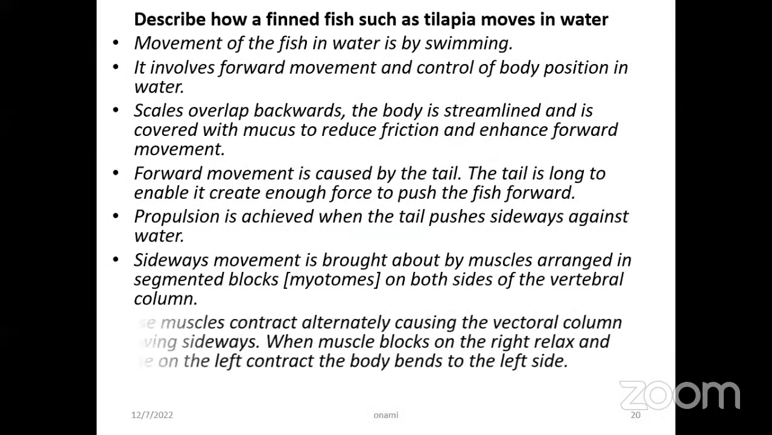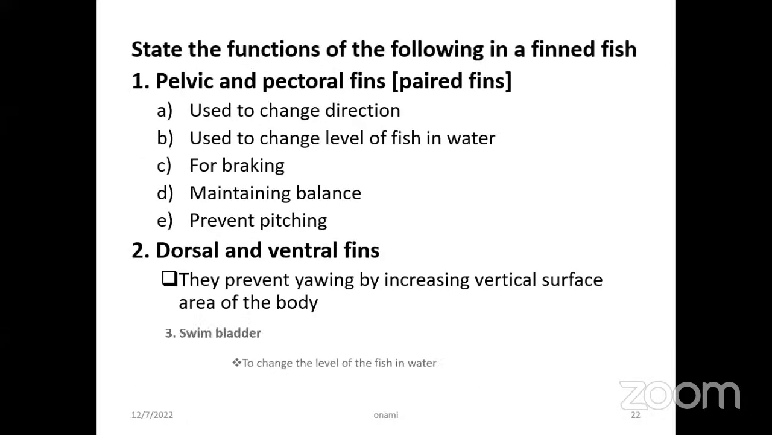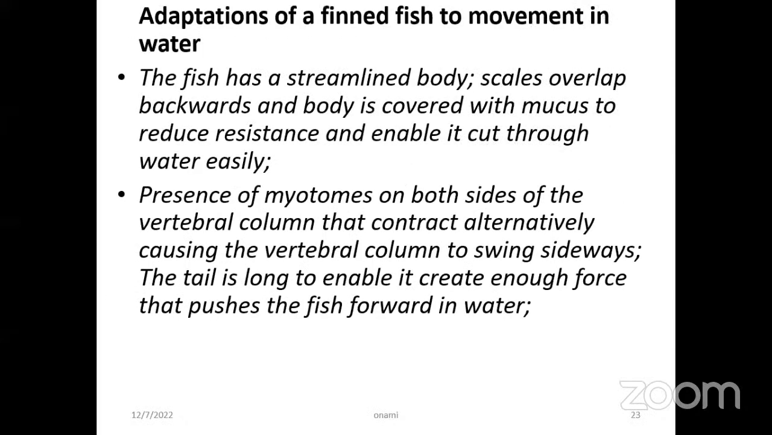Before you left the class, I told you to describe how a finned fish, such as tilapia, moves in water. Okay, I will not dwell much on that. I'll talk about the adaptations of the finned fish to movement in water. But before that, I will ask if there is any question.